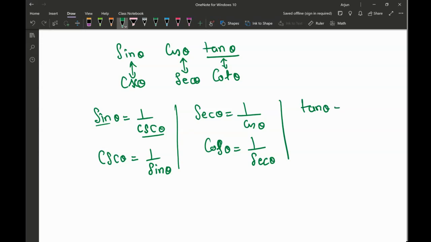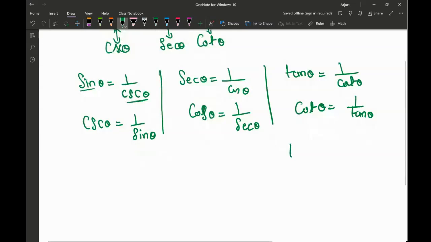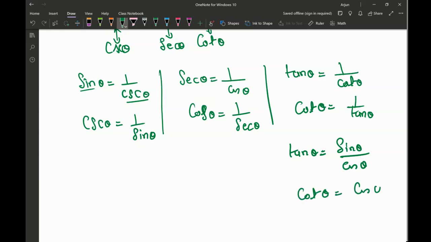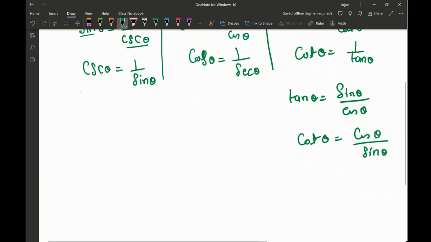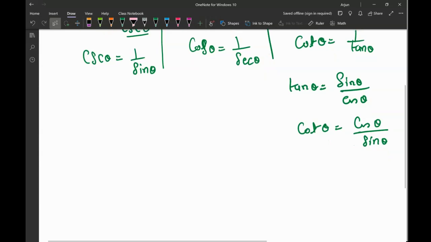So tangent theta is equal to 1 upon cot theta. So cot theta will be equal to 1 upon tangent theta. And there is another formula, tangent theta is equal to sine theta upon cos theta. So cot theta will become cos theta upon sine theta. I'll highly recommend you to remember this. Try and memorize them, because if you memorize them, then while solving the question, you will be able to ask yourself which identity to use.